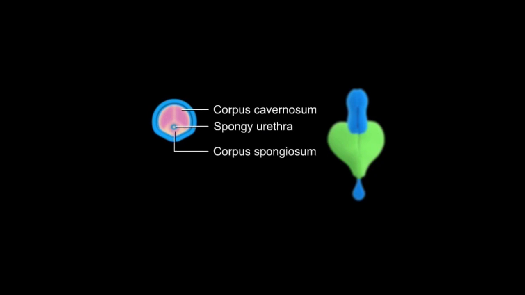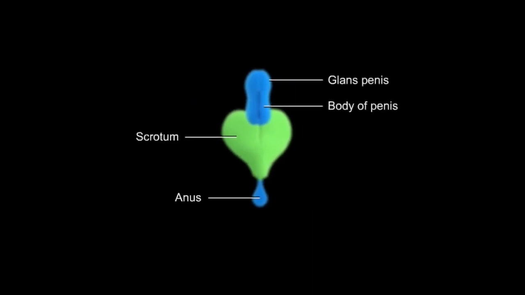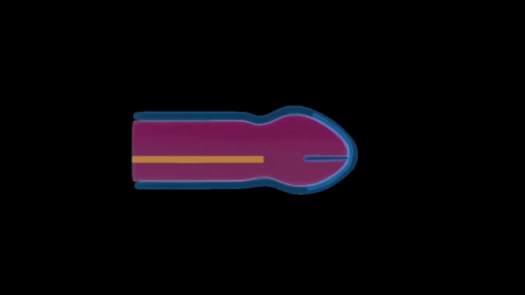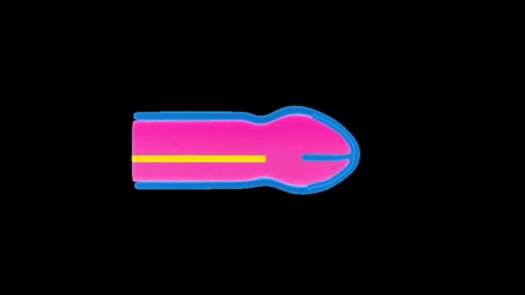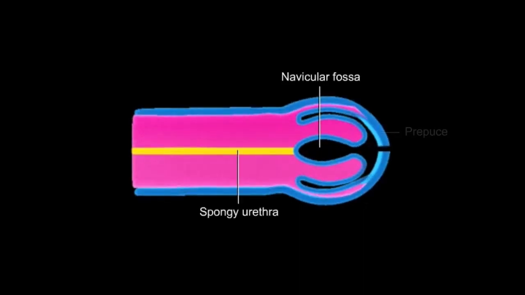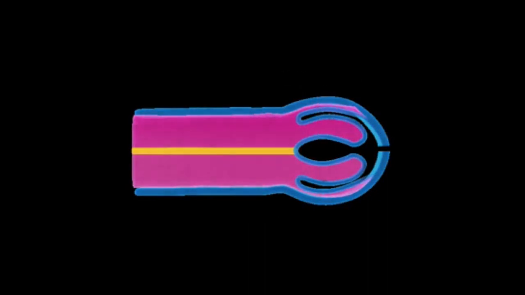The corpus cavernosum and the corpus spongiosum develop from mesenchyme of the early phallus. At the tip of the penis, an ectodermal ingrowth forms a cellular cord which extends toward the root of the penis. This cellular cord becomes canalized and joins with the spongy urethra. This brings the urethral opening to the tip of the penis. A ring of ectoderm also forms at the peripheral aspects of the glans. This ectoderm undergoes partial apoptosis, resulting in the formation of the prepuce or foreskin.